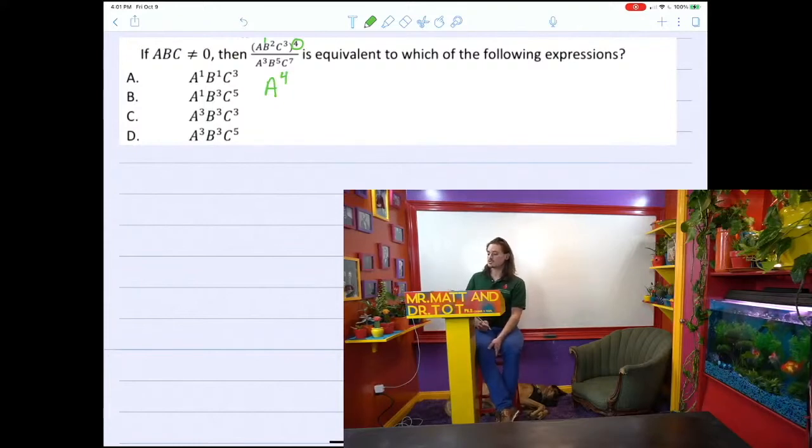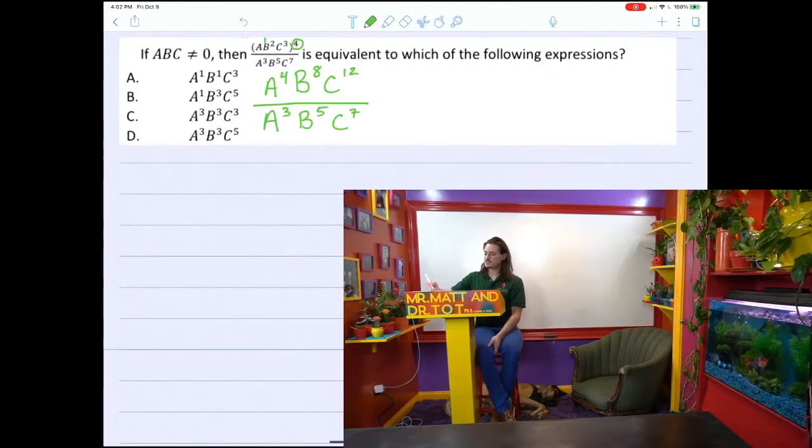B squared is going to turn into b to the 2 times 4 power, which is b to the 8th. C cubed is going to be c to the 3 times 4 power, which is going to be c to the 12th. That's quantity divided by a cubed, b to the 5th, and c to the 7th.